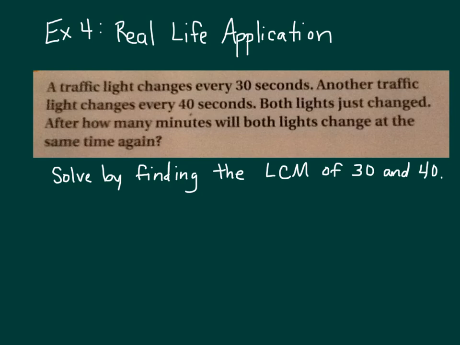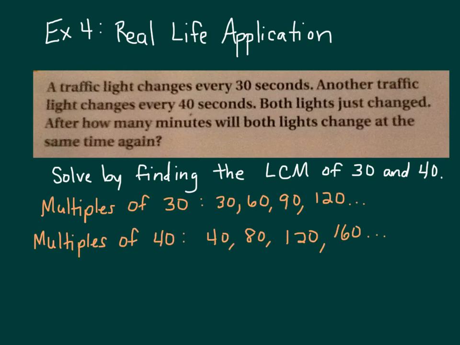For the real-life application in example 4, they say a traffic light changes every 30 seconds and another traffic light changes every 40 seconds. Both lights just changed. After how many minutes will both lights change at the same time again? And we can solve by finding the least common multiple of 30 and 40. Now, it doesn't technically say how, and it's a word problem, so you can choose. You can do by listing or by prime factorization, so you could look back to examples 1 or 2 and figure it out. I'm going to show you the listing way, that's what the book shows, but if you want to see the factor tree way, just let me know.